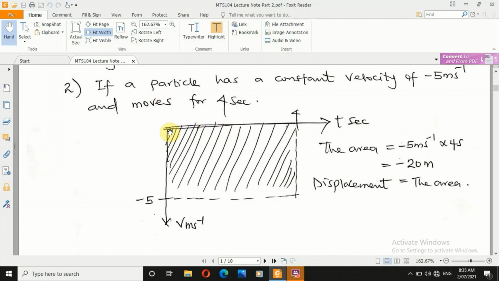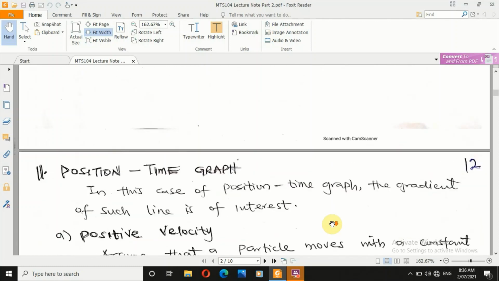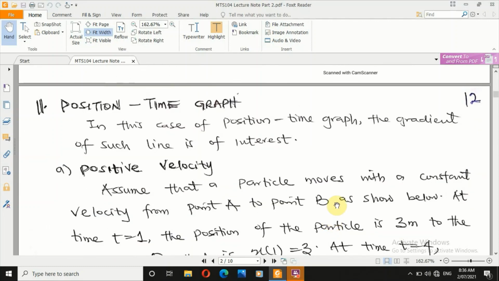We have positive time, and we have negative time. So the area here is now minus 5 meters per second times 4 seconds, and that will give minus 20. So the area on the negative axis, the area of the velocity time graph, is actually called displacement. Now let's take a look at the position time graph.